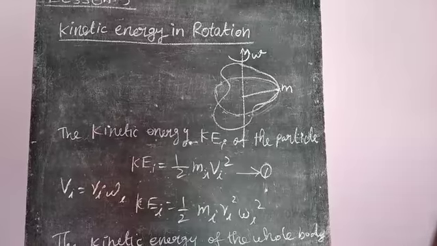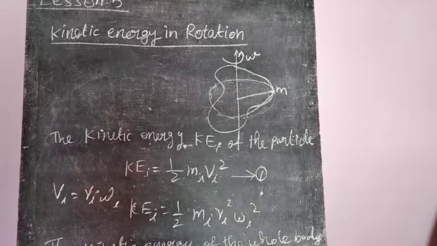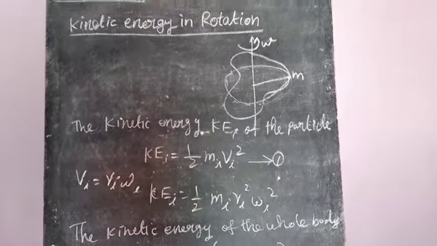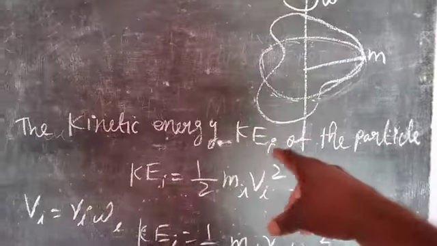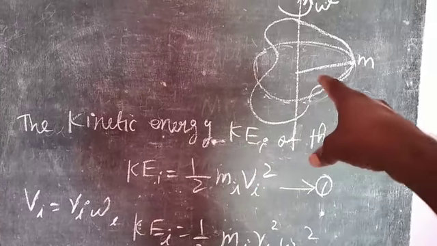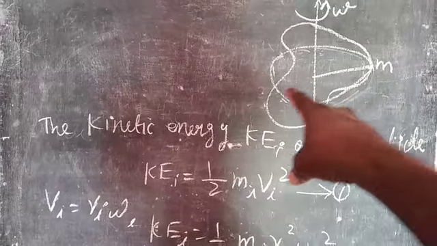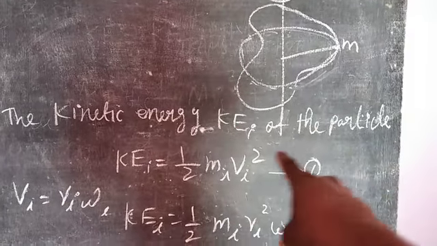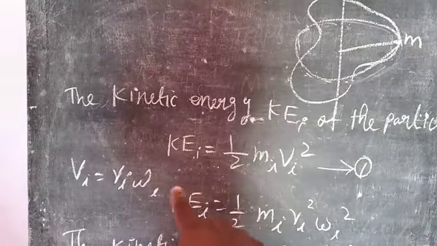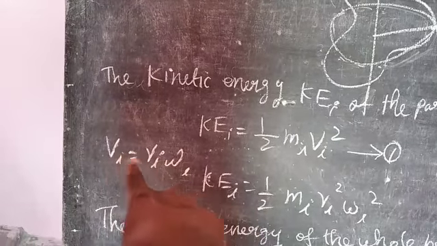So the kinetic energy of the ith particle, Ke i, is equal to half mi vi square. This equation represents the kinetic energy of the ith particle. We are considering the ith particle of mass Mi at a distance Ri from the origin O. This is equation 1. Now we use the relation between linear velocity and angular velocity.